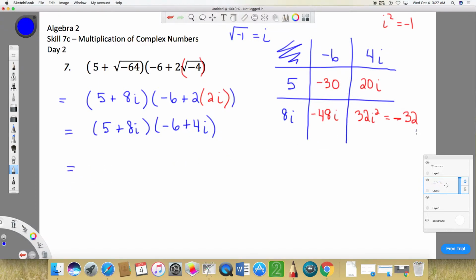And along this diagonal, we have -30 minus 32, which is -62. And over here, we've got 20i take away 48i. So that's going to be -28i. And that's our final answer if I haven't made a silly arithmetic error.